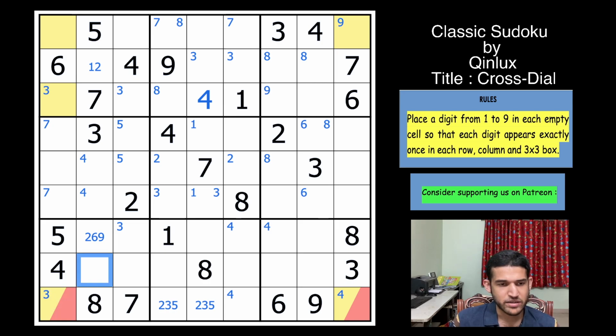So the 1 would be here. So this becomes 1 now. This becomes 2. But this could be a 2 too. Oh.